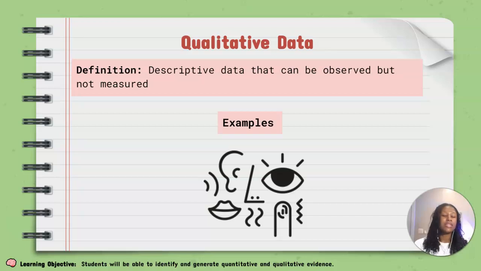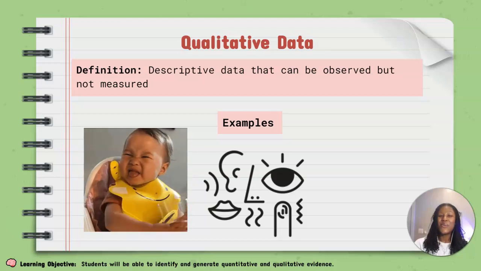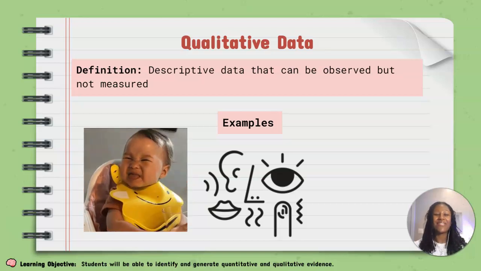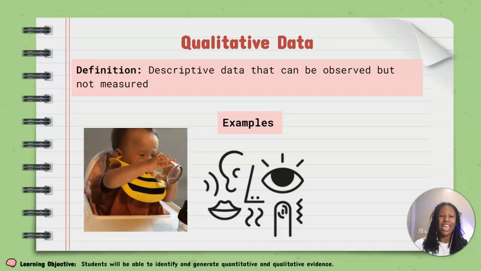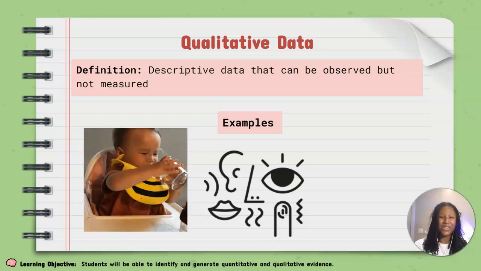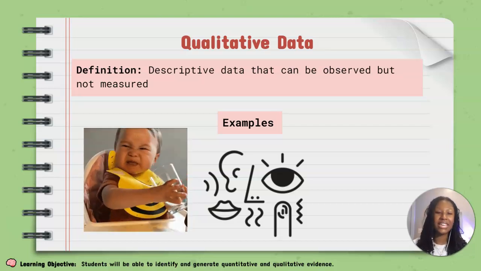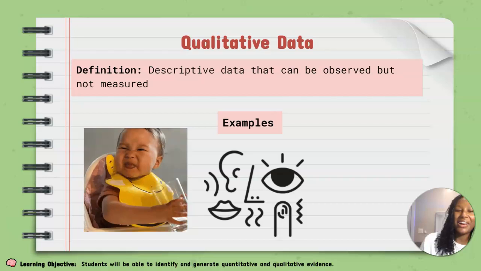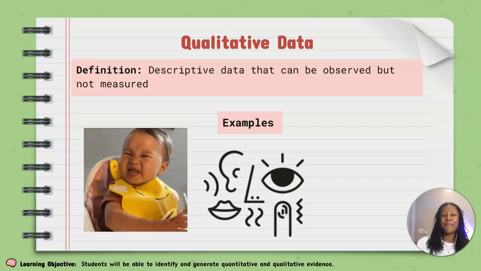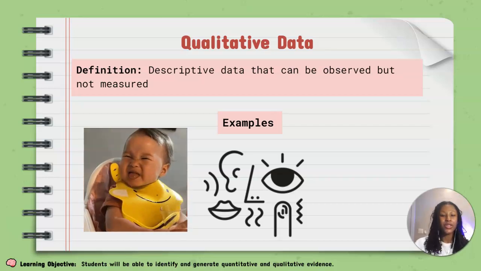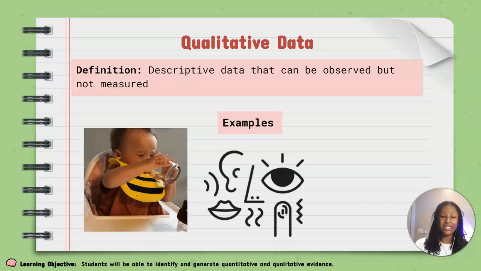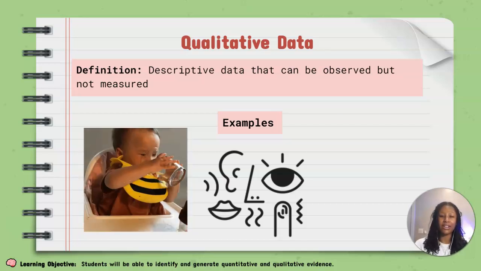Starting with qualitative data, it is described as descriptive data that can be observed but not measured. For example, think of any observation you can make with your 5 senses, such as your sight, your smell, your sense of hearing, your taste, and even your touch. So we can see here that this little baby is having a strong reaction, and because we can't talk to him, we can't get him to rate it from a scale of 1 to 10. So instead, we can take a qualitative observation that he's making a very silly face, and that maybe the drink is sour. Those are both qualitative pieces of evidence to describe what we think is happening here.